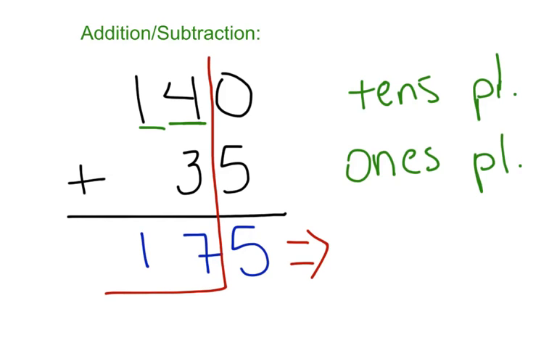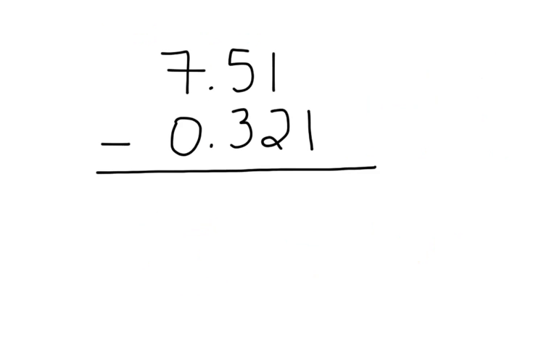175 rounded off to the tens place would be 180. The 5 rounds the 7 up to an 8 because 5 is 5 or above. You do not put a decimal point after the 0 because that would make the 0 significant, and we can only have significant figures to the tens place. Let's look at another example.